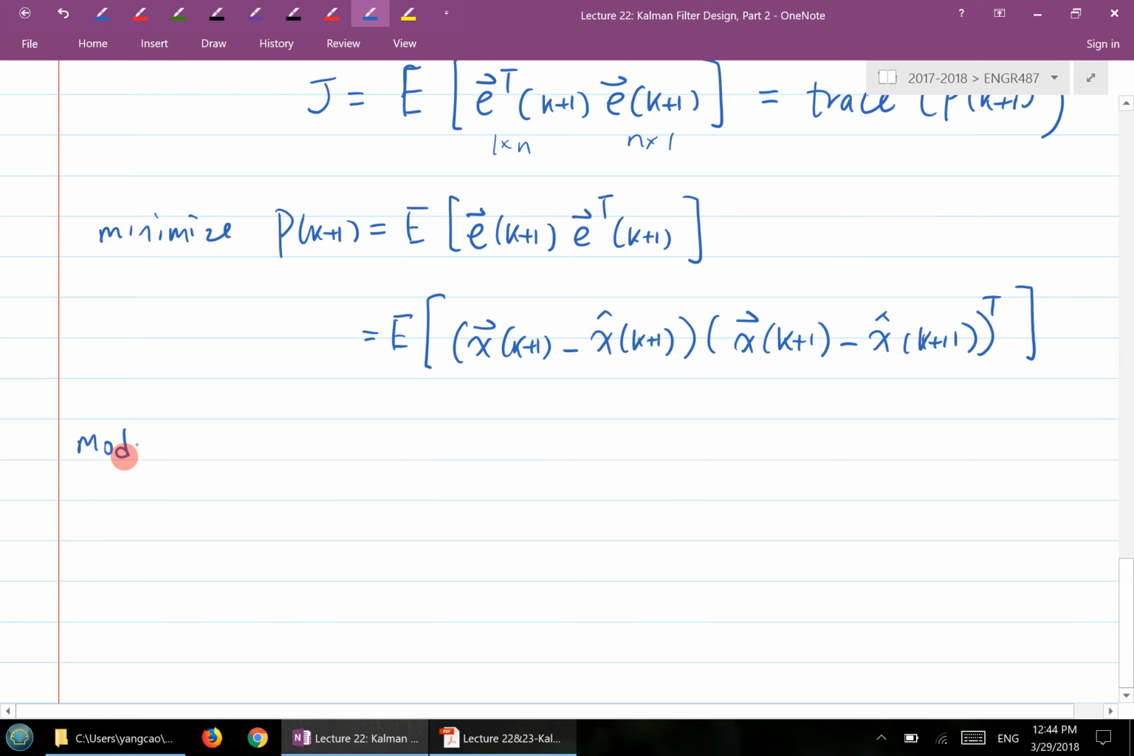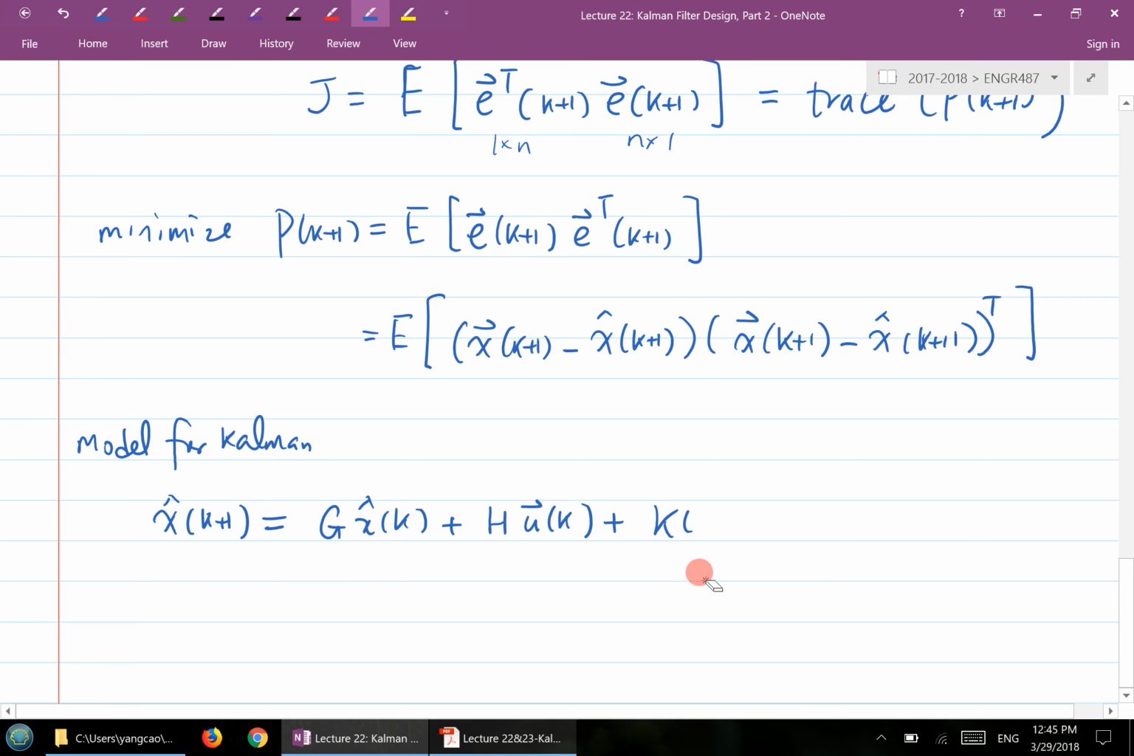So the model for the Kalman filter: x hat k plus 1 equals G x hat k plus H u of k, plus a small capital K times C x of k plus v of k minus C hat x hat of k. That will be our estimation model.